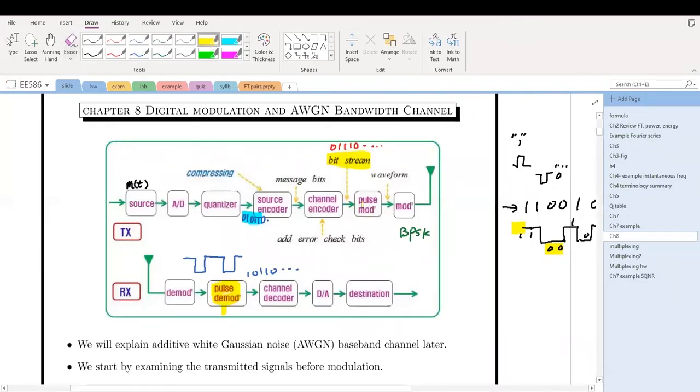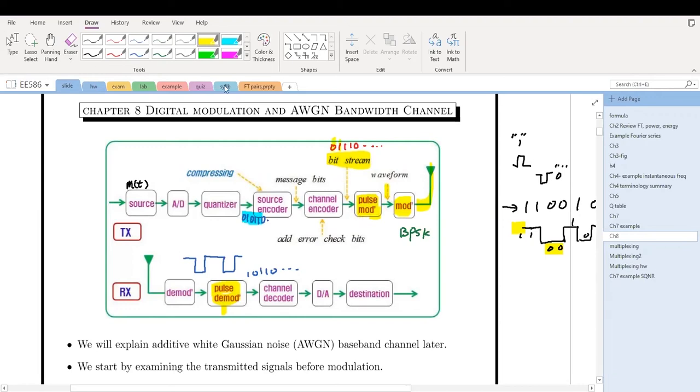In this video, we discuss the pulse modulation in detail. Pulse modulation is to map the digital bits 0 and 1 into pulses, into waveform. And this waveform will be modulated into high frequency and pass through to the antenna. So the name is called pulse modulation.